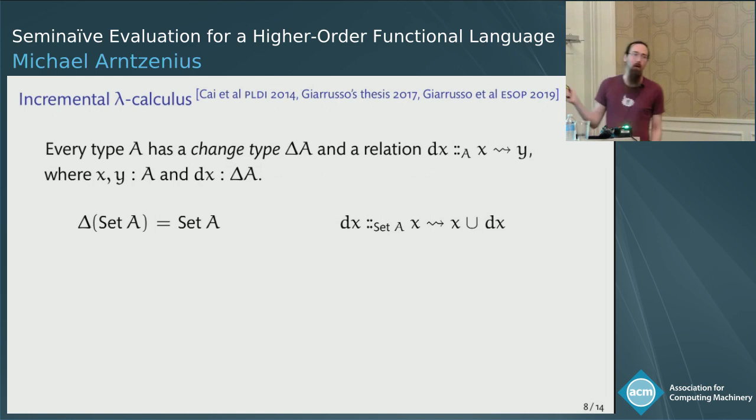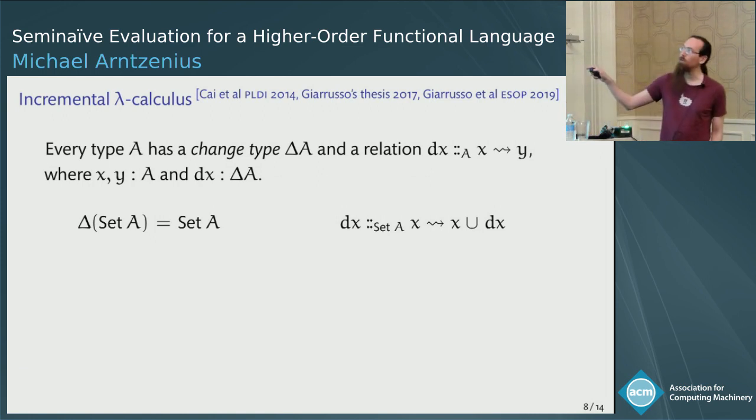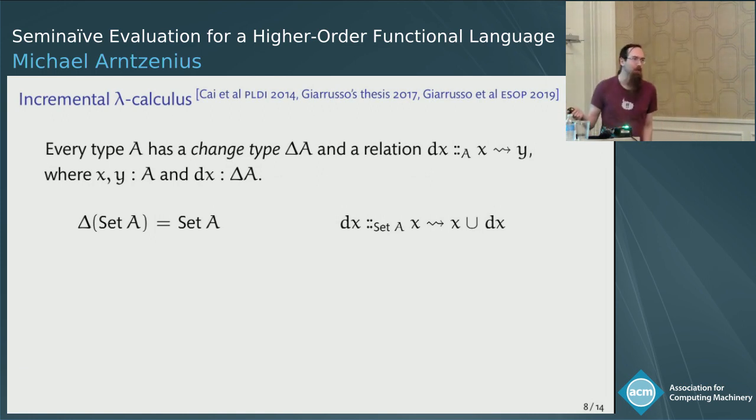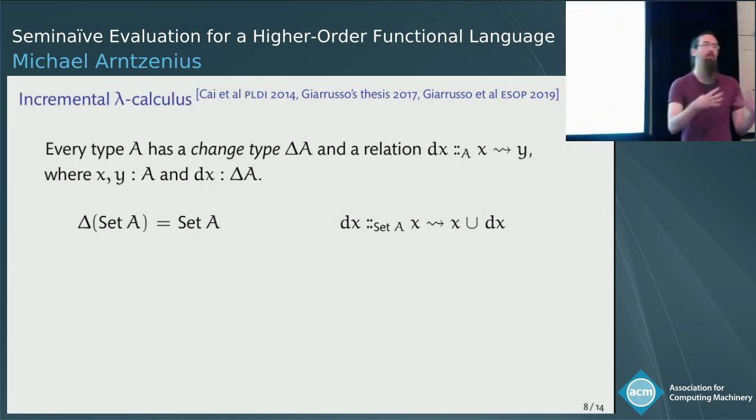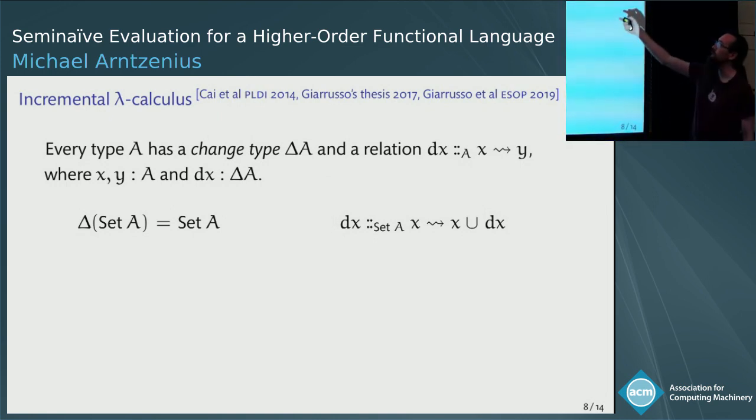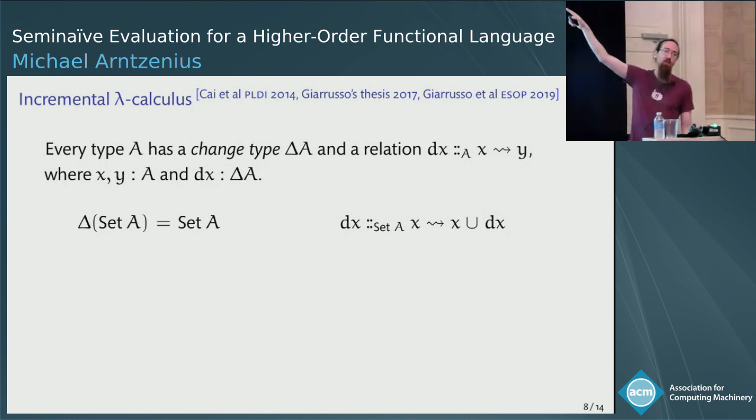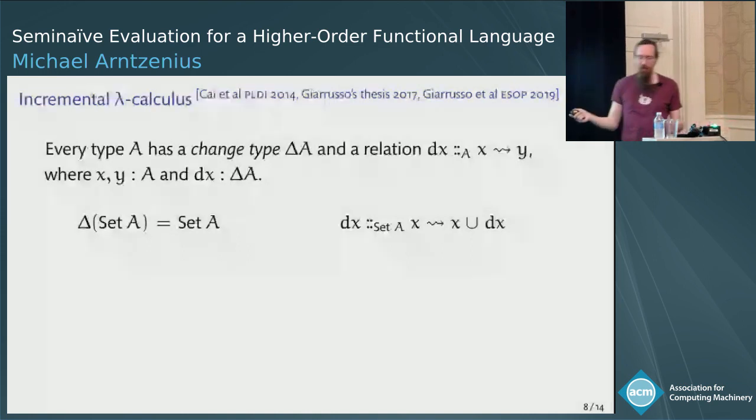And there's a line of work on this that investigates something called the incremental lambda calculus. And an incremental lambda calculus, as we've applied it in Datafun, means that every type A gets a change type delta A, and the delta A type represents the possible changes to values of type A. And we formalize that using a relation that says, OK, the change dx turns the base point x into the updated point y.